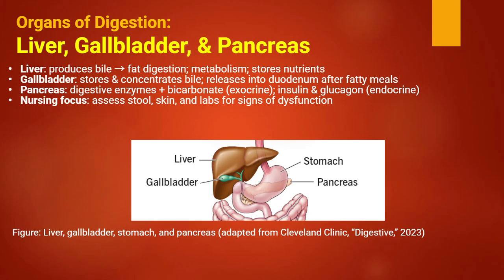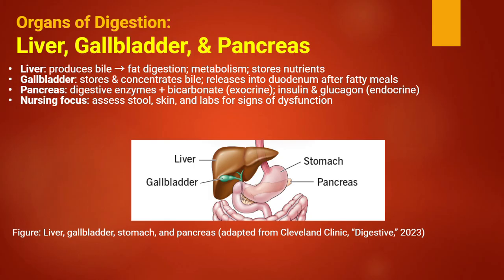The gallbladder sits just under the liver and serves as a storage and concentration site for bile. After a fatty meal, the gallbladder contracts and releases bile into the duodenum. Dysfunction here often presents with right upper quadrant pain, nausea, or intolerance to fatty foods. As nurses, we should be aware of gallstones, inflammation, and how they may cause acute or chronic problems for patients.